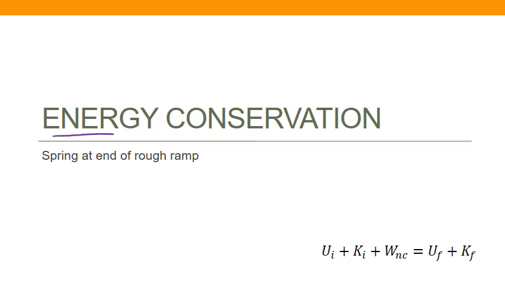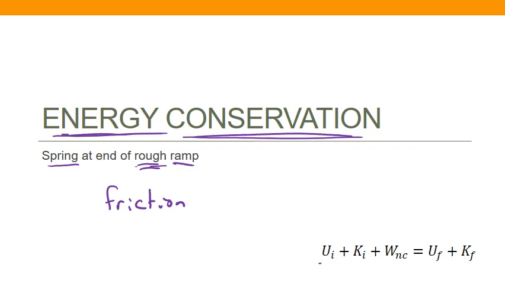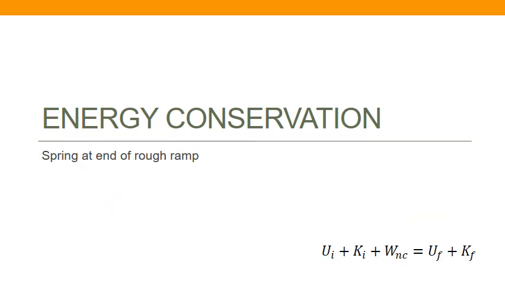This example is going to use energy conservation to find out how far a block sliding down a ramp will compress a spring. But one of the key features is this is going to be a rough ramp, so we're going to have friction on the ramp, which means that when we use energy conservation, we're still going to find potential and kinetic energies at different points in our system. But now we have a case where this non-conservative work is not going to be equal to zero, where now instead this non-conservative work will have some number that we'll have to calculate.